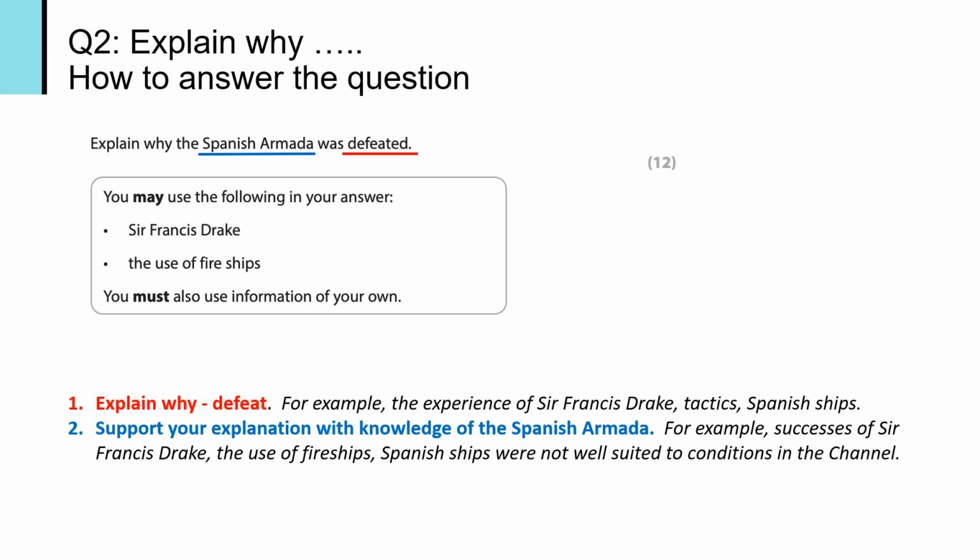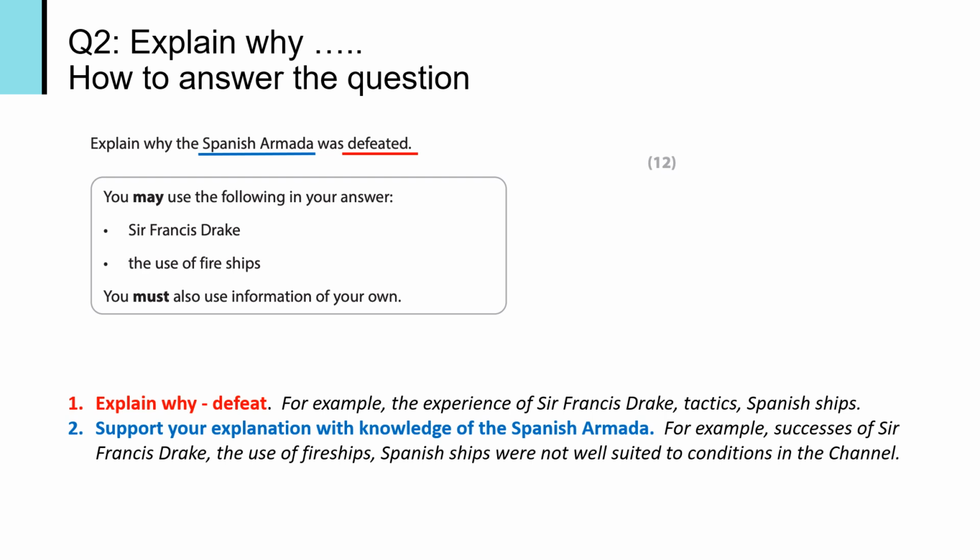So let's return to our question from the early Elizabethan England paper. Explain why the Spanish Armada was defeated. So to answer this question, you need to explain why there was a defeat. For example, the experience of Sir Francis Drake, the tactics used, or the Spanish ships. You can make the same point in 2 paragraphs using different knowledge.